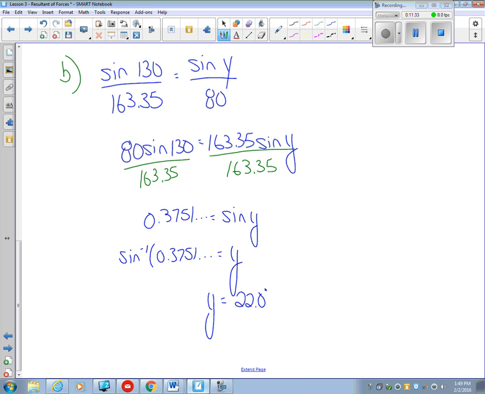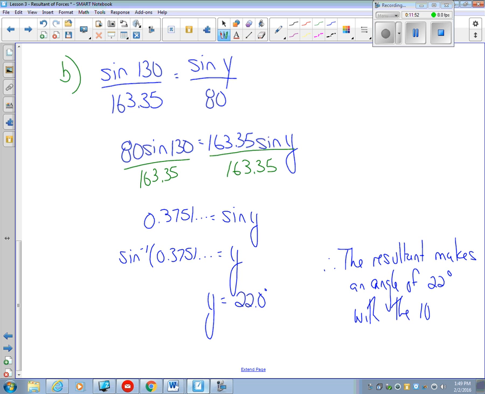Okay, so therefore, the resultant makes an angle of 22 with the 100 Newton force. And you guys may give the last example a try yourself. Same ideas. It'll be in the next video, but give it a try.